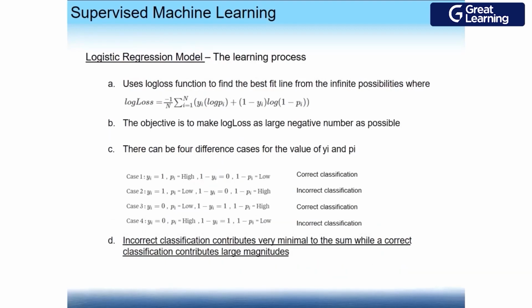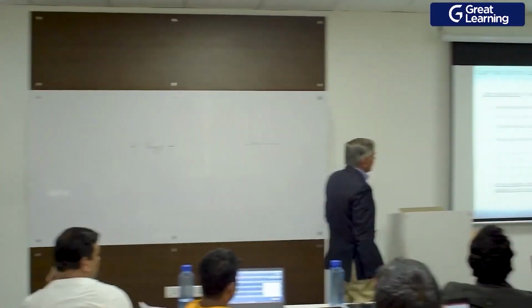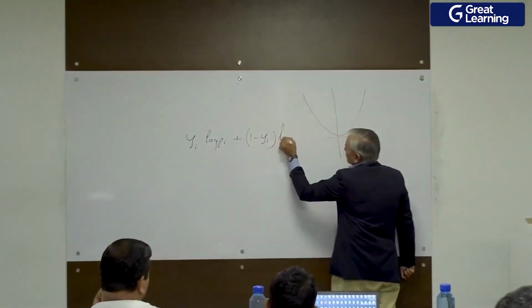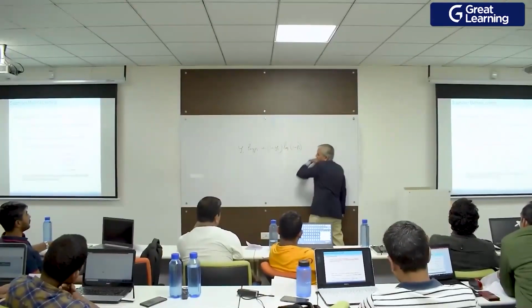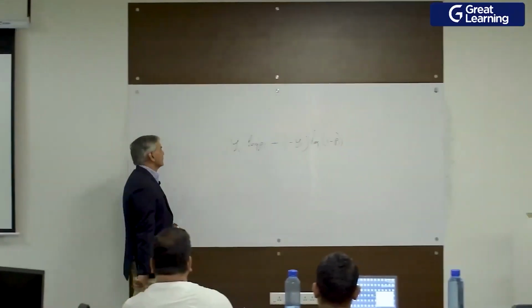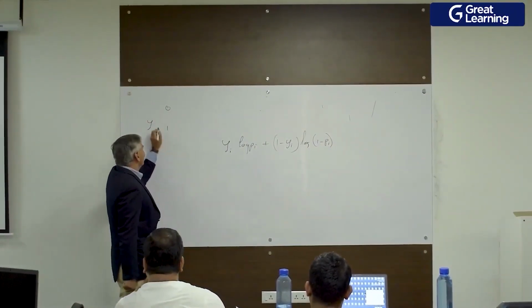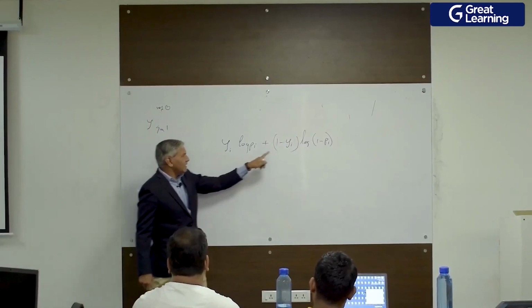So forget the sigma and all these things, just take the expression yi into log of pi, plus (1 minus yi) into log of (1 minus pi), correct? Just look at this expression. What is this y? Y is the target variable. We know the target variable ranges from 0 and 1 only. 1 is for green and 0 is for red. So this yi can take a value of 0 or 1.